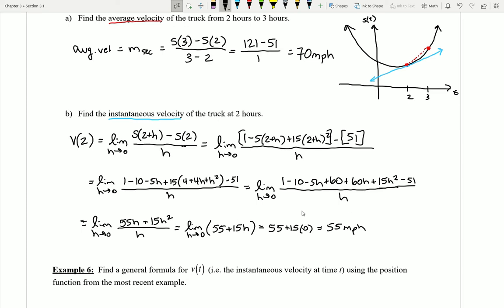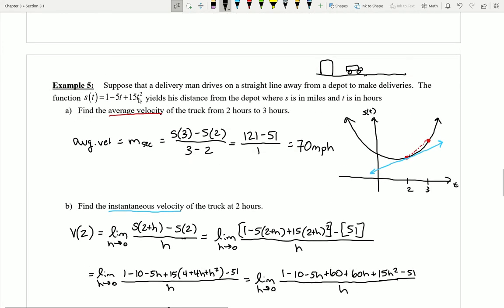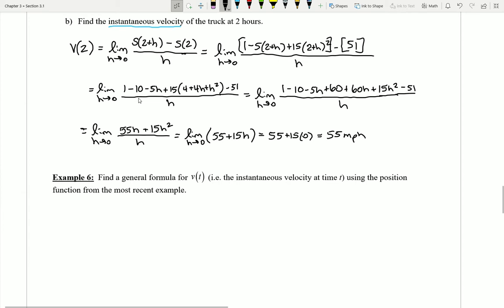So instead, let's take a look at example number 6 and see if we can find a way around a situation like that. Can I find instead a general formula v of t? That is, the instantaneous velocity at a mystery time yet to be named. And can I do that for this function back in example number 5? Well, let's see if we could actually go ahead and do that.